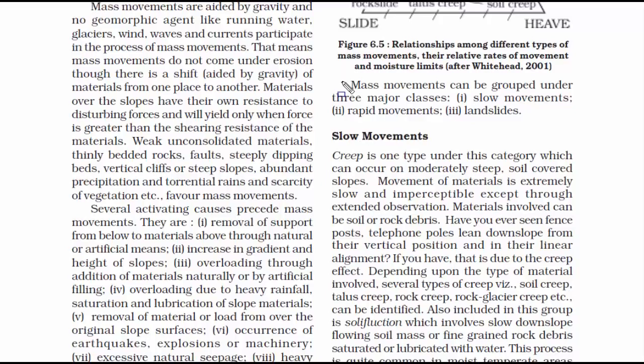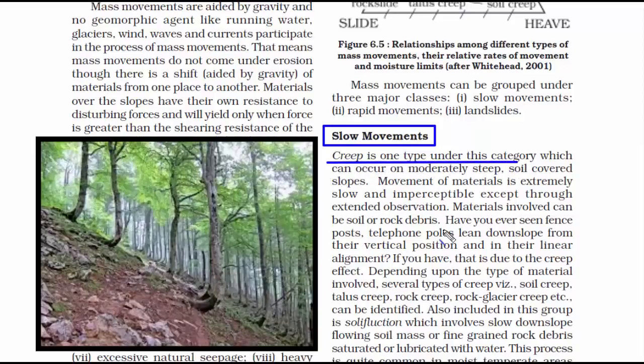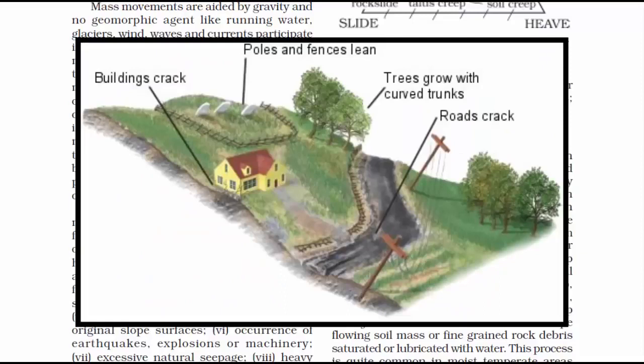Let's read a little about slow movements. By the name you can understand that the movement of earth materials is going to be very slow. That goes on for years or even centuries. One such movement under slow movement is called creep. Creep is a very slow mass movement. We cannot see creep happening, it is that slow. You must have seen fence posts or telephone poles lean downslope from their vertical position. Now it is because of the creep effect.